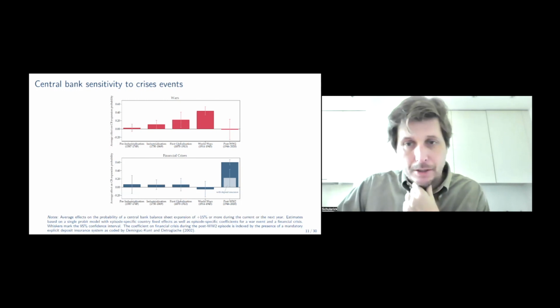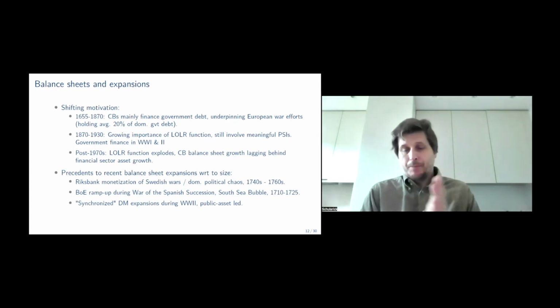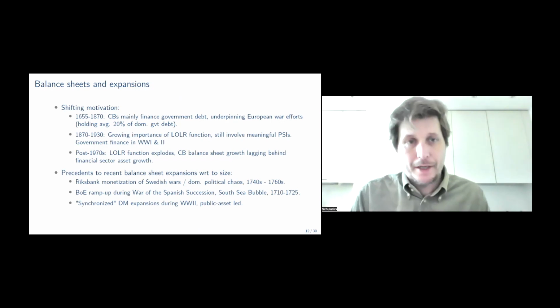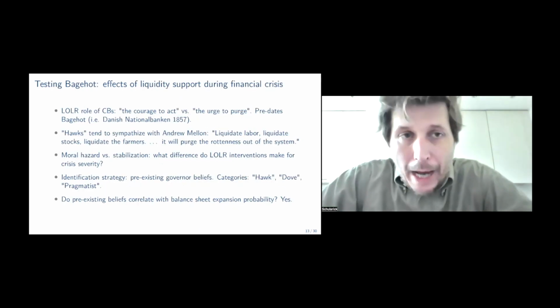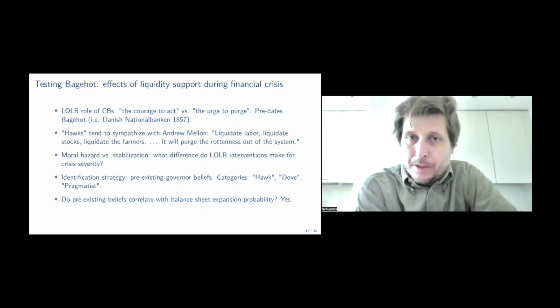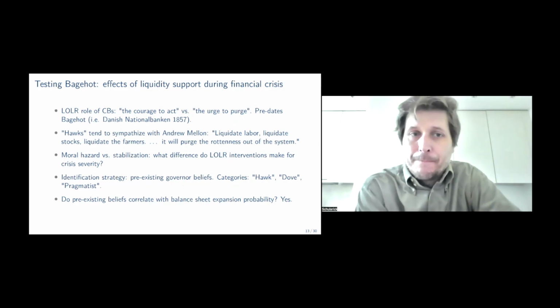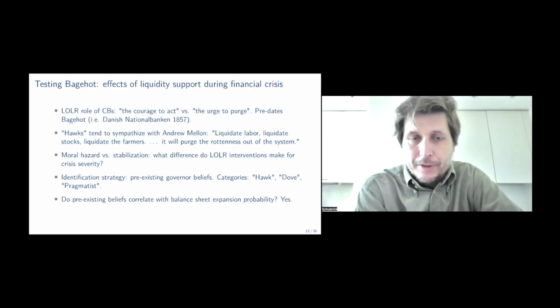or exogenous variation in balance sheet usage, and this is what this next exercise that we come to brings. This is shifting motivation. I mentioned this, precedents: we go to financial stability as the primary driver of balance sheet expansions, and we had precedents. So what are the effects of liquidity support during financial crisis? What are the economic and financial causal effects of emergency interventions, lender of last resort type of interventions?